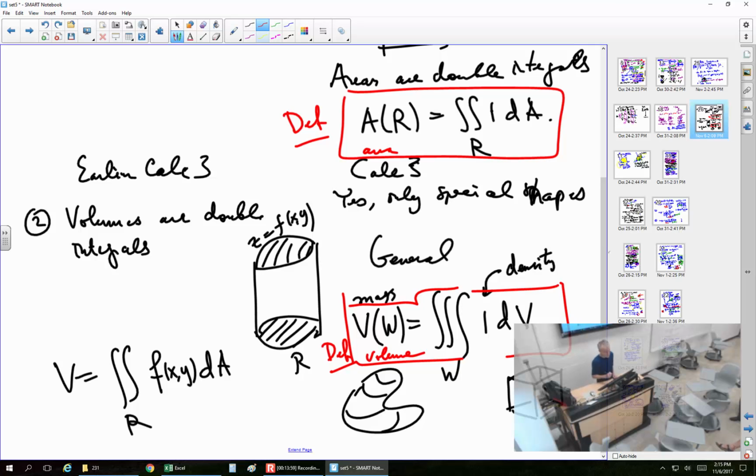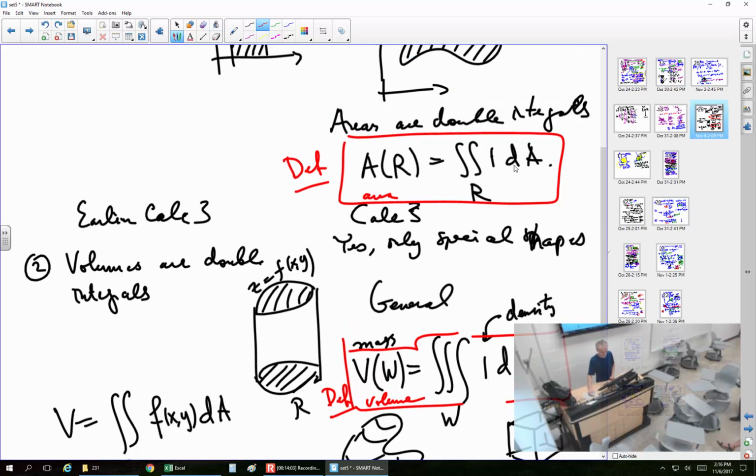Area. Okay, so here we go. Let's check how well this is understood. What about dimension 1? So triple integral, double integral. What about the single integral?